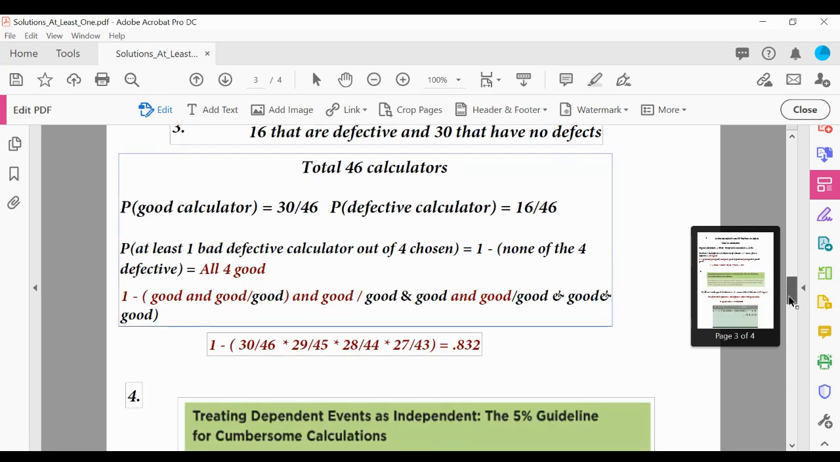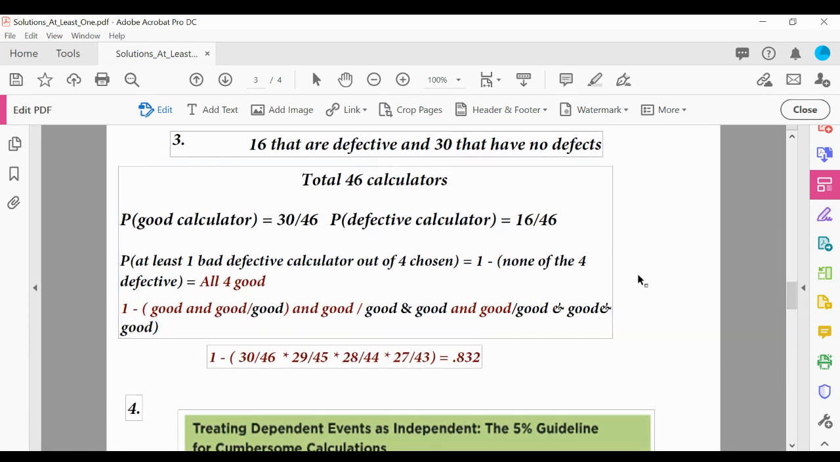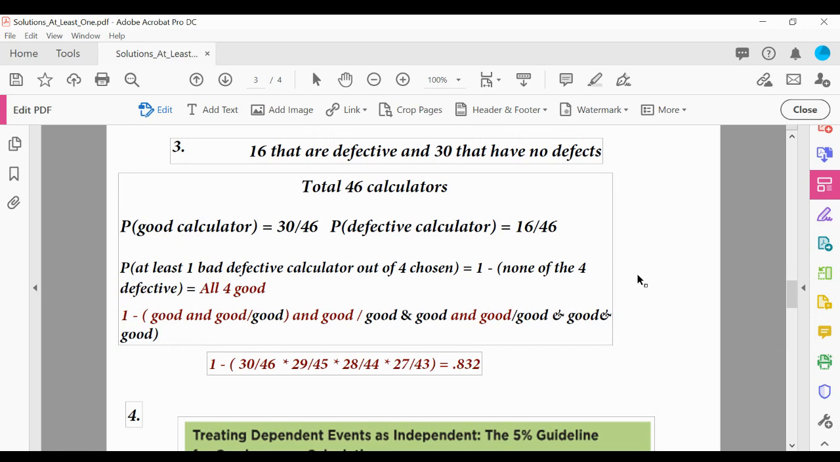Okay, so number 3 here. Let's see what we got. A sample of 4 different calculators is randomly selected from a group containing 16 that are defective and 30 have no defects. First thing I see is, well, if there's 16 that are defective and 30 with no defects, there's a total of 46 calculators. Now notice here he's not giving us percentages, he's giving us raw counts. All right, so we're going to treat these just as they are.